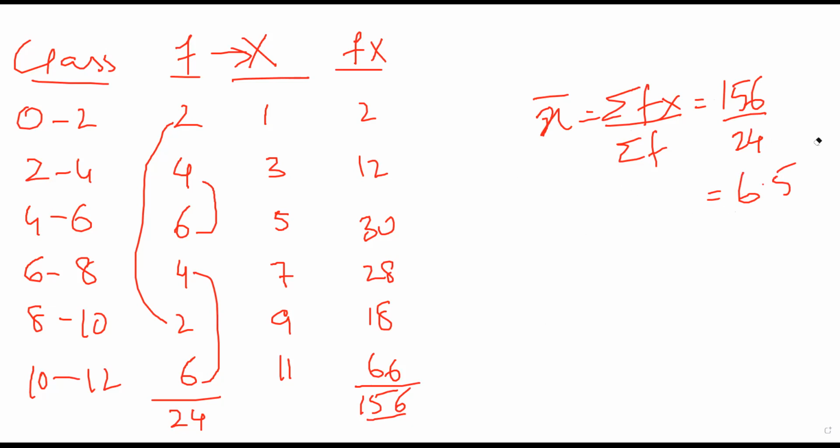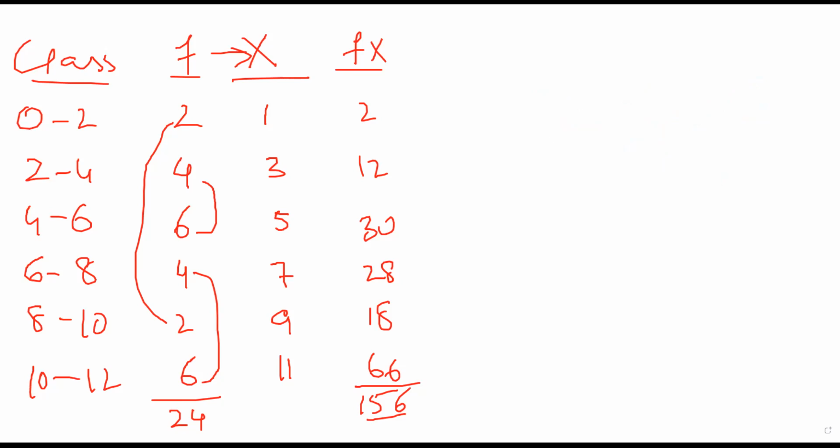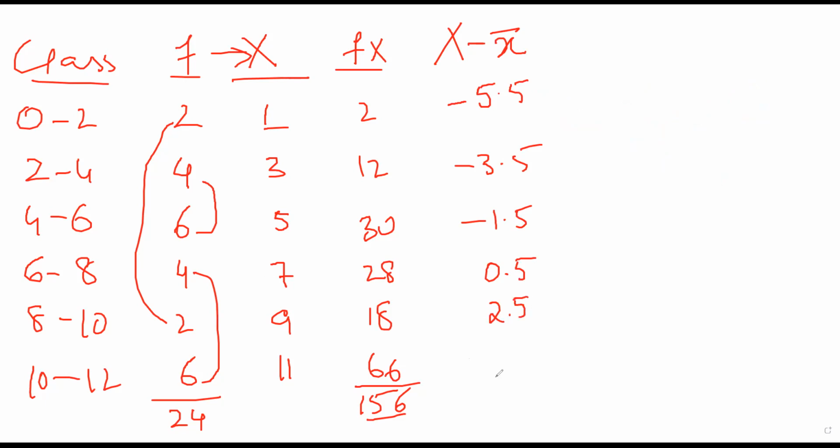Remember that. The next step is subtracting the mean from each individual midpoint term. So you take capital X minus X bar. From each individual term you will subtract the mean. So you will do 1 minus 6.5, 3 minus 6.5, 5 minus 6.5 and so on. So 1 minus 6.5 will be minus 5.5. This will be minus 3.5, minus 1.5, 0.5, 2.5 and 4.5. Square all of these.